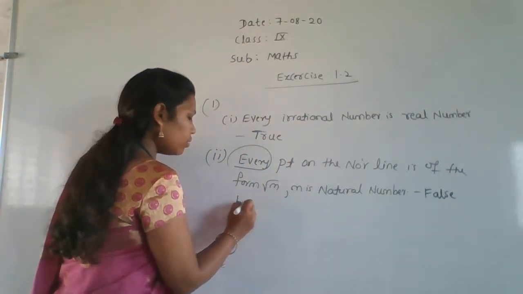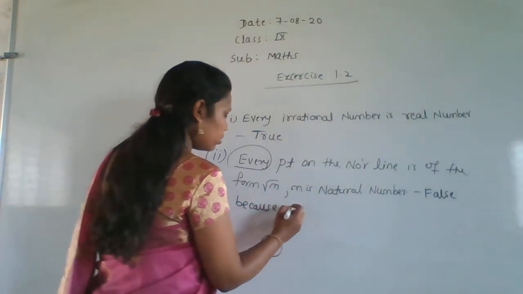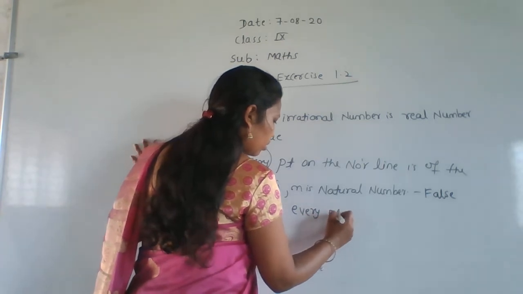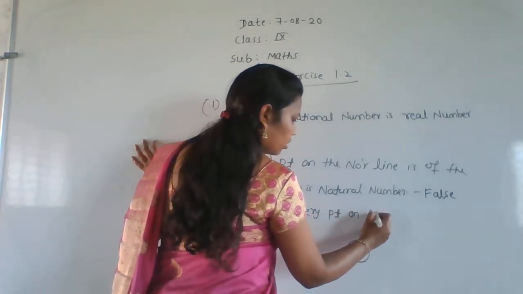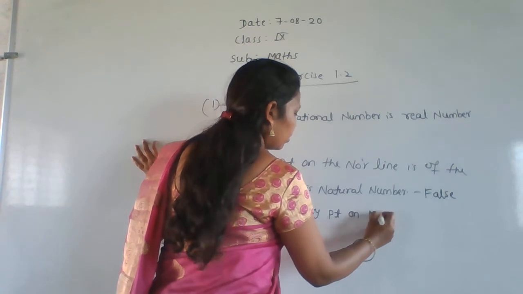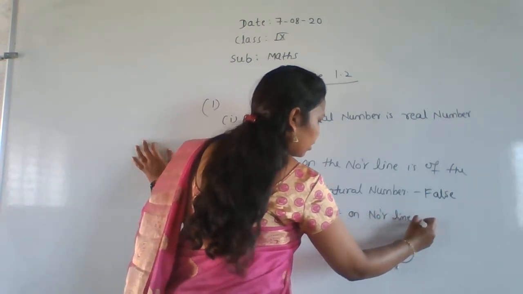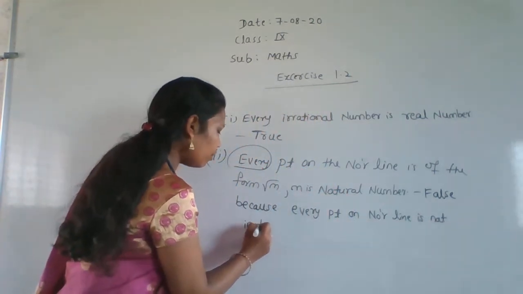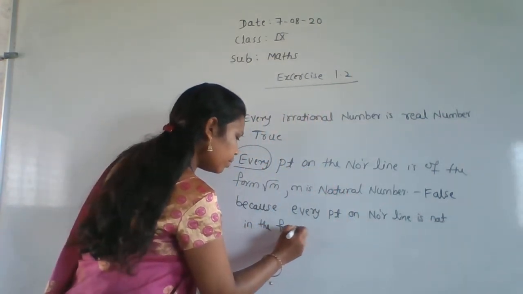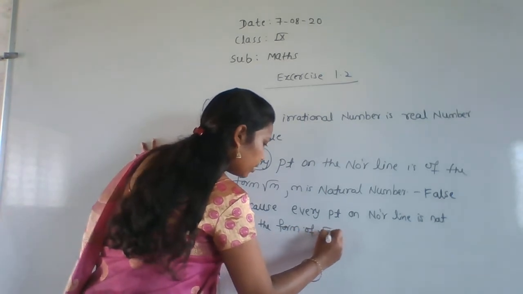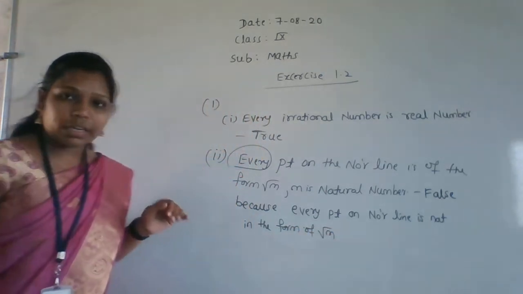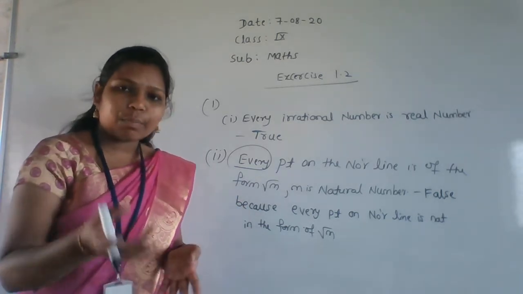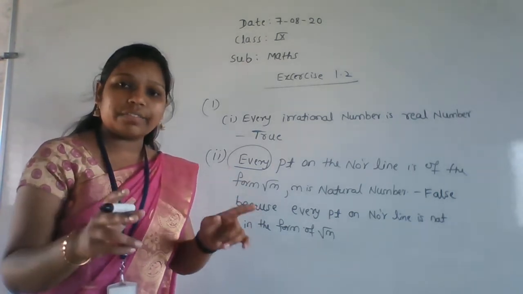And answer, because every point on the number line is not in the form of root m. Okay, they are not in the form of root m. Not every point, only some points are there, but not every point.